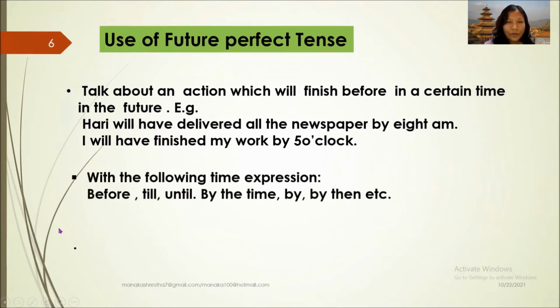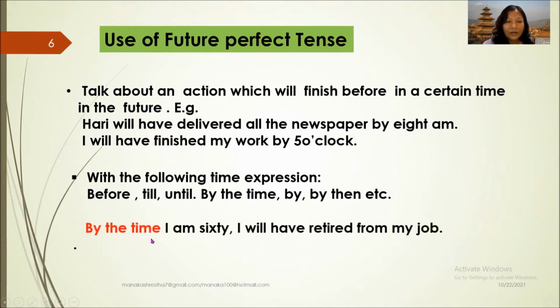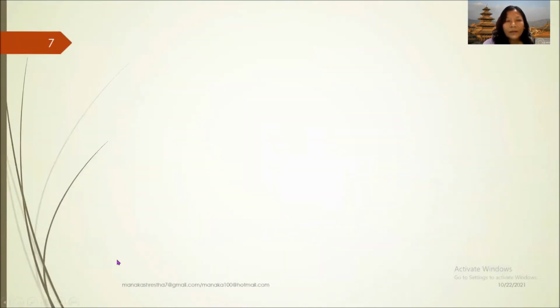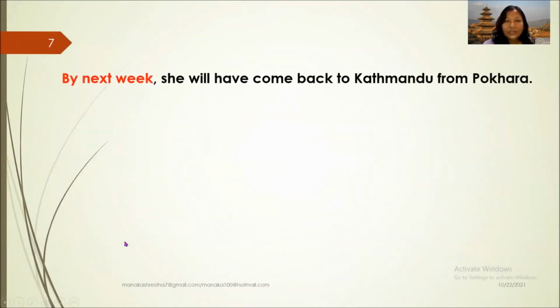Next, we use the future perfect tense with time expressions like before, till, until, by the time, by then, etc. For example, by the time I am 60, I will have retired from my job. With by the time, we use the future perfect: I will have retired from my job. By next week, she will have come back to Kathmandu from Pokhara.